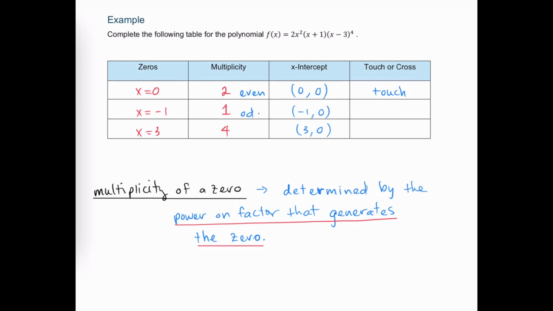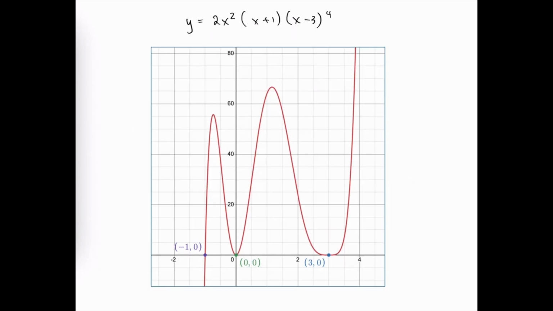But if the multiplicity of a zero is odd, then the graph is going to cross the x-axis at the x-intercept (-1, 0). Here we have the multiplicity of the zero being even again, which tells us that at the x-intercept (3, 0), the graph is going to touch the x-axis there, but not cross it. Now here we have a Desmos image of what that graph looks like.